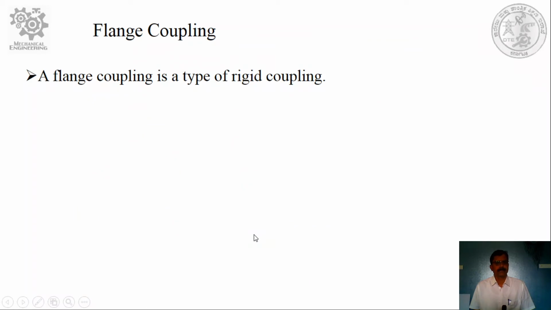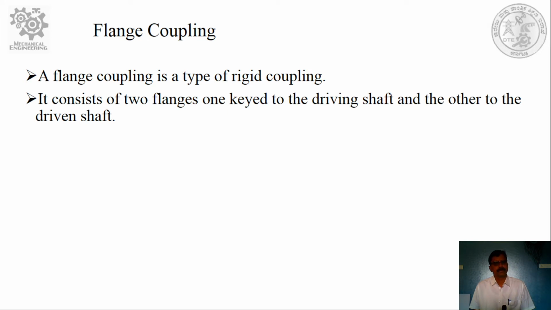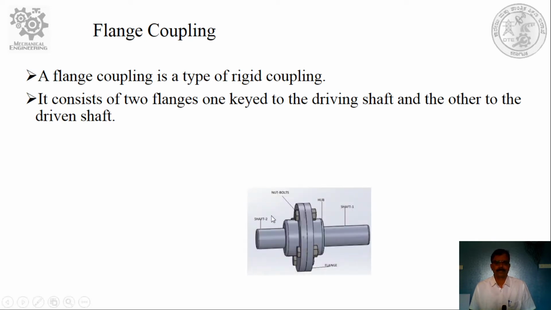Flange coupling. A flange coupling is a type of rigid coupling. It consists of two flanges, one keyed to the driving shaft and the other to the driven shaft. We can see in the figure there is a shaft 1 and a shaft 2. The flange is mounted on shaft 1 to transmit the power to shaft 2. Similarly, the flange is mounted on shaft 2 with a taper sunk key, and these two flanges are fastened with the help of a nut and a bolt.